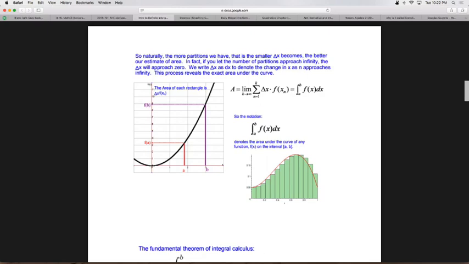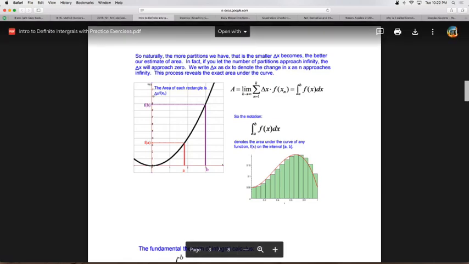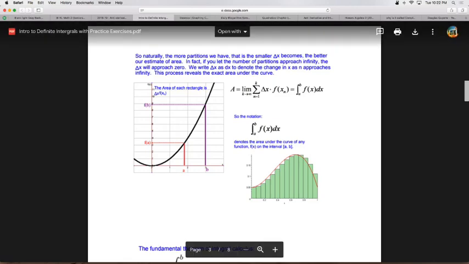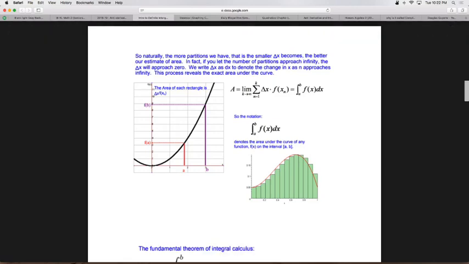So all that talk just to tell you that the dx is actually the width of all of my infinity rectangles. F of x is the height of all of your infinity rectangles, and if we go from A to B, those are the boundaries, as you can see on this graph, from A to B. That'll give me the area underneath.